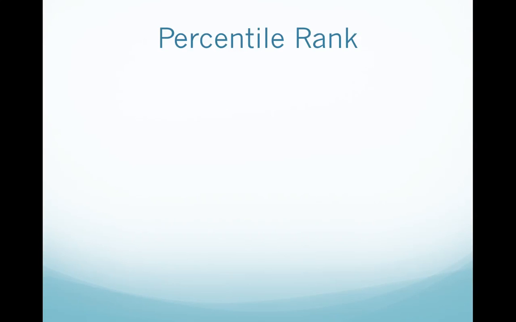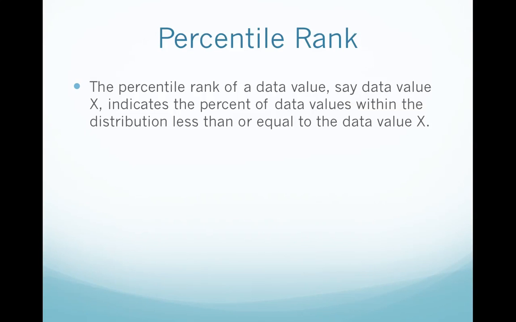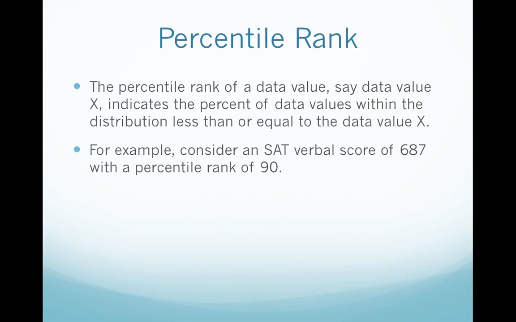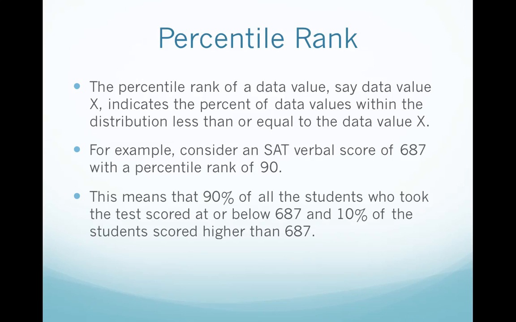Continue on with the concept of a percentile rank. The percentile rank of a data value, say data value x, indicates the percent of data values within the distribution less than or equal to the data value x. For example, consider an SAT verbal score of 687 with a percentile rank of 90. This means that 90% of all students who took the test scored at or below 687, and 10% of the students scored higher than 687.